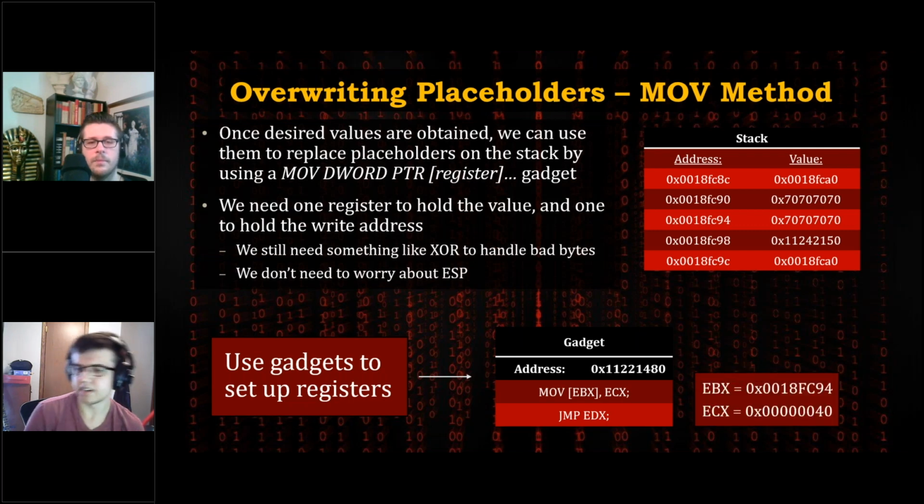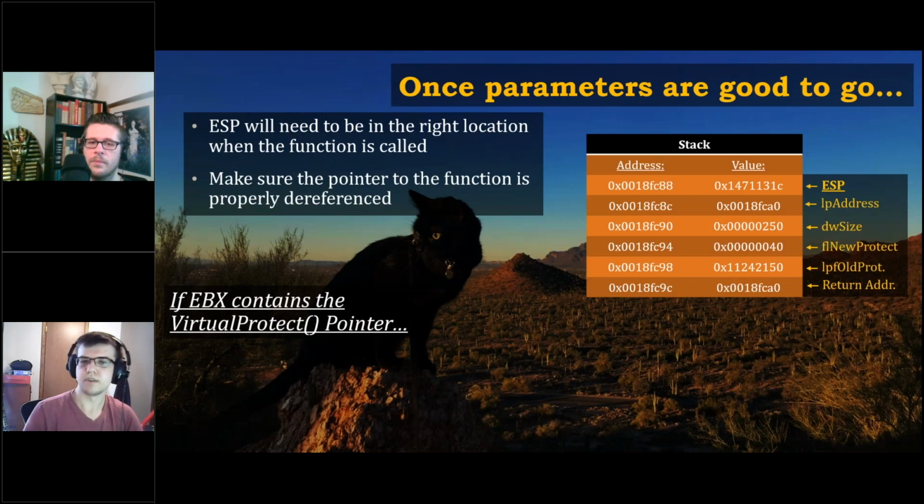So our first register will be our address here on the stack, or in memory, not necessarily the stack, and then our second will be our value. So here, if we look right here, this placeholder is going to get overwritten with our value in ECX, and then we have our second one set up. So once we get all those parameters set up, we're ready to call our function, and we're just going to have to make sure ESP is in the right location so that our function uses the correct parameters.